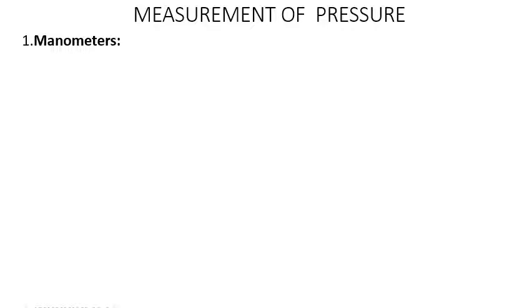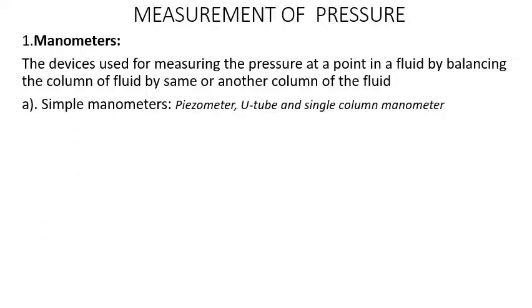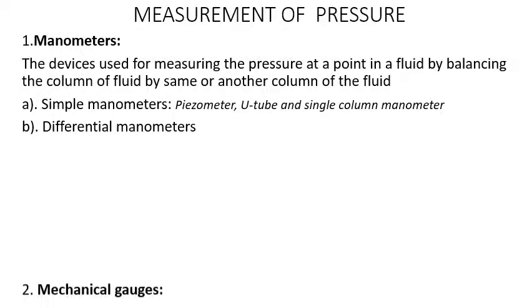That is, manometers. Manometers are devices used for measuring the pressure at a point in a fluid by balancing the column of fluid by the same or another column of fluid. Here there are different types of manometers used. The first one is simple manometers, which may be a piezometer, U-tube manometer, and single column manometer. The second type of manometers are differential manometers.